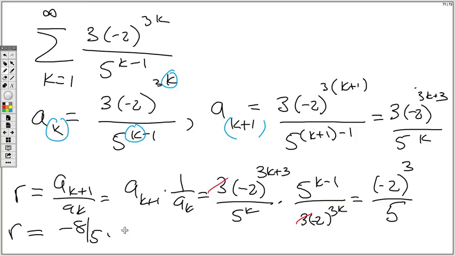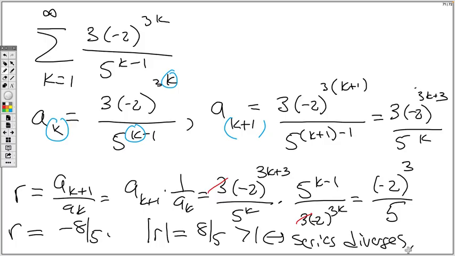Yep. Because if I take the ratio of successive terms, I get a number. Now, does this geometric series converge? Let's find out. The absolute value of r would be positive 8/5. Is that less than 1? Nope. It's bigger than 1, so that means that the series diverges. And that's all they wrote. You follow?